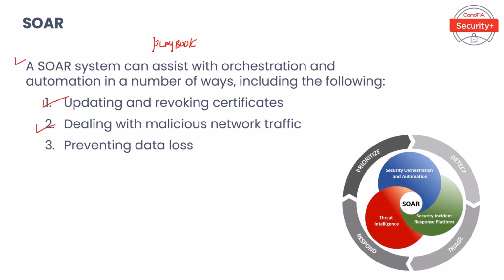Third is preventing data loss. Based on specific DLP alerts, SOAR can help automate notifications and combine an alert with additional data to understand the threat. This can include, for example, isolating the host and blocking the data path, or informing the cloud application security solution to remove a shared link to a sensitive file.